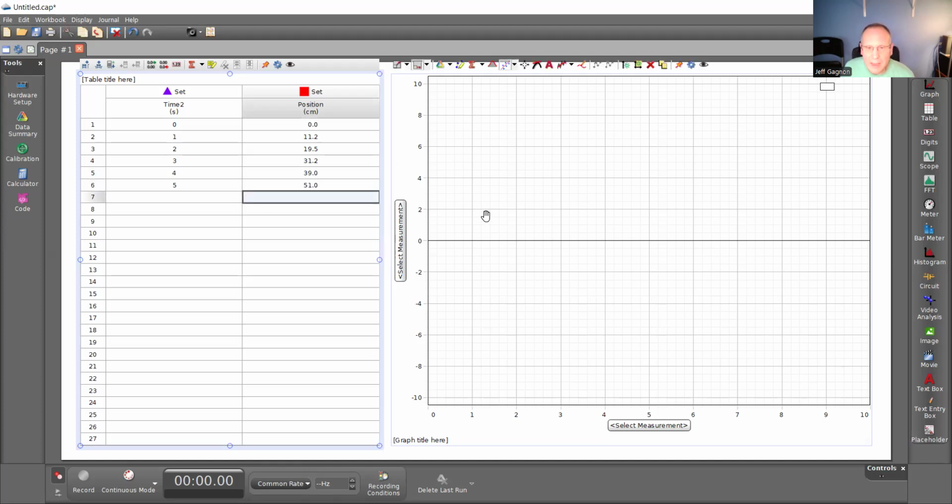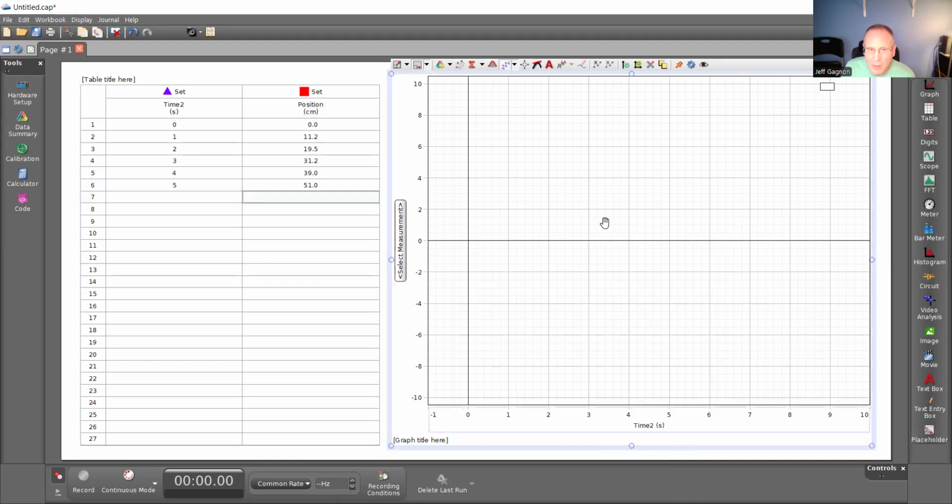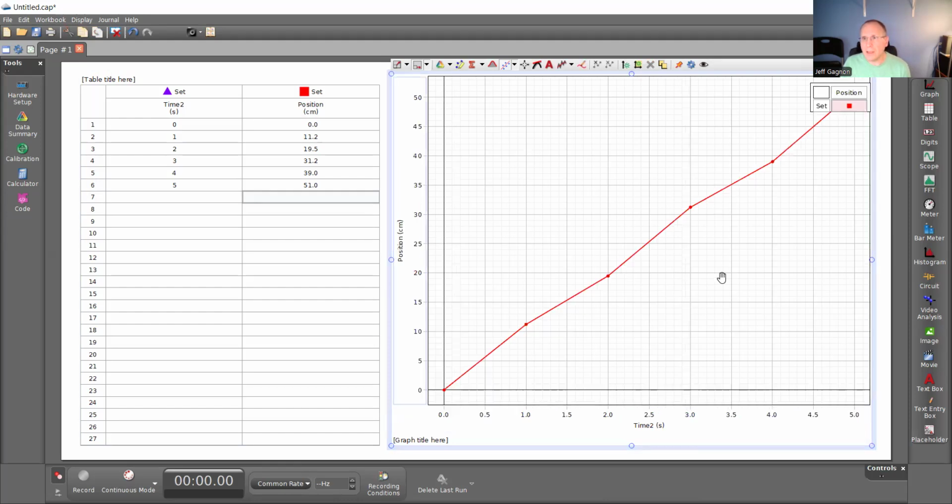Okay, so to plot these now, remember I want to plot time on the x-axis. So I simply go down to the x-axis where it says select measurement. I'm going to choose time. Go to the y-axis. I'm going to choose what I want to plot, which is position. Now it does the one thing that I don't want it to do at the beginning. Let me move this out of the way as well. Actually, sometimes if you click on this, it doesn't highlight it anymore, so you have to click on it again to highlight it again.